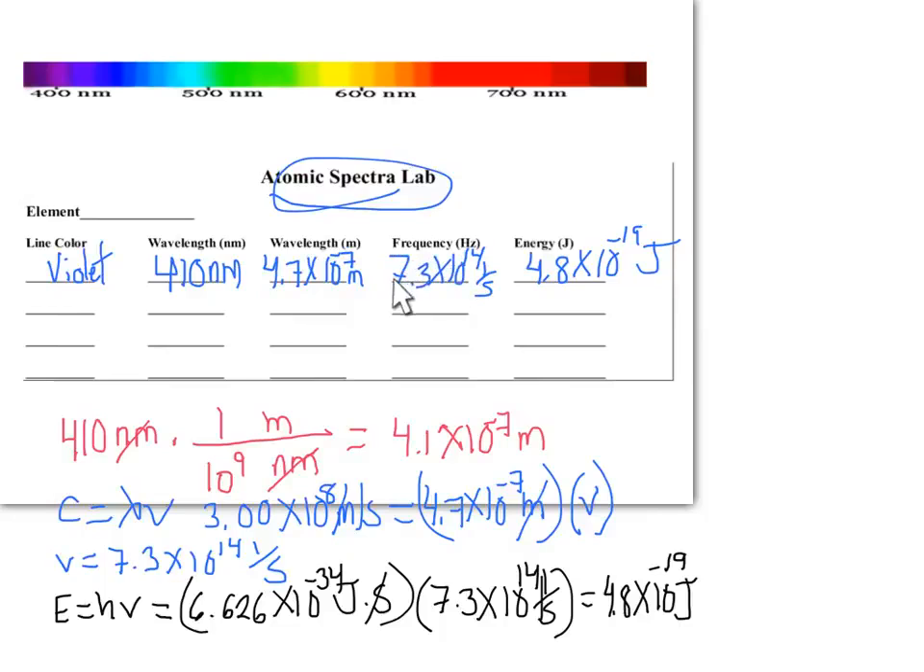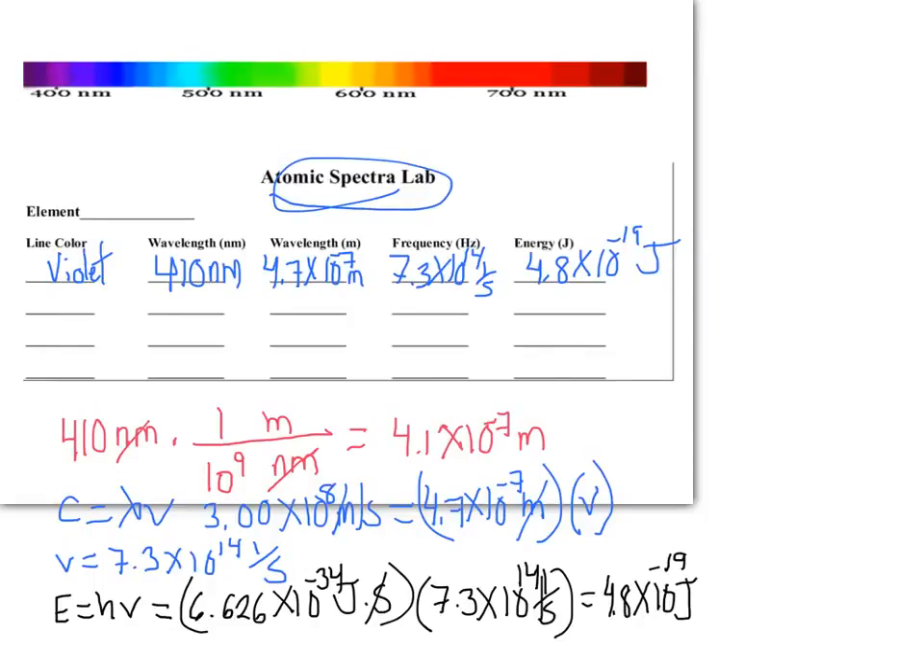What about frequency? Look at that number. It's a really big number. It's 7.3 times 10 to the 14th waves per second. Yeah, that should make sense because it's a wave of light, and so it should be traveling pretty fast and should have a lot of waves per second.